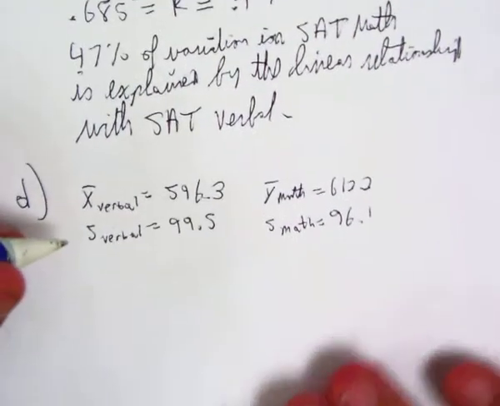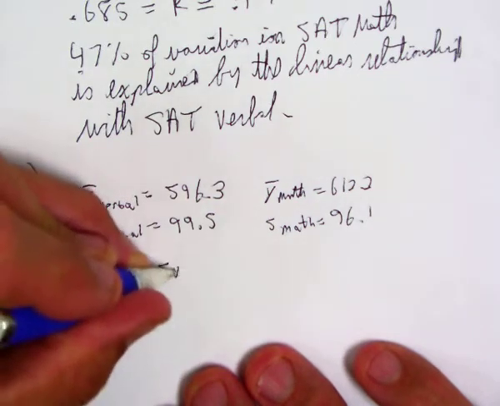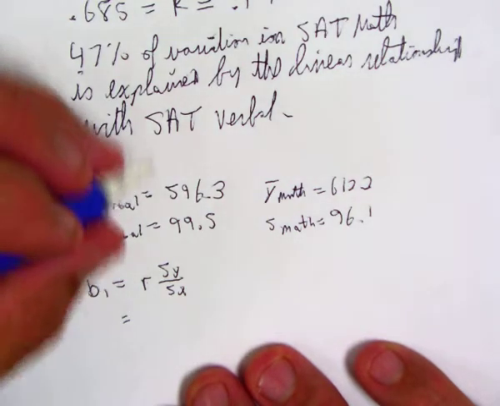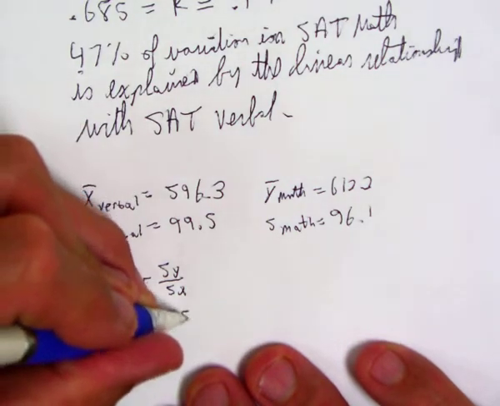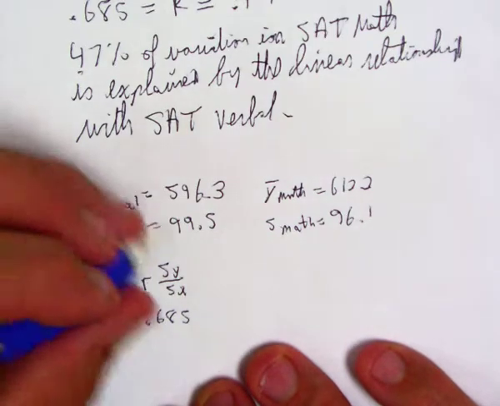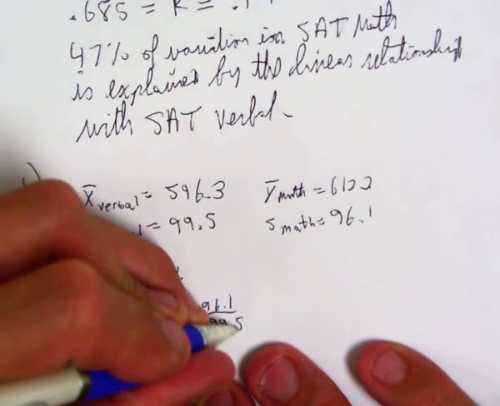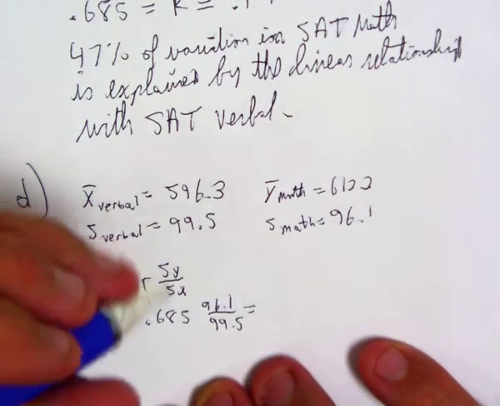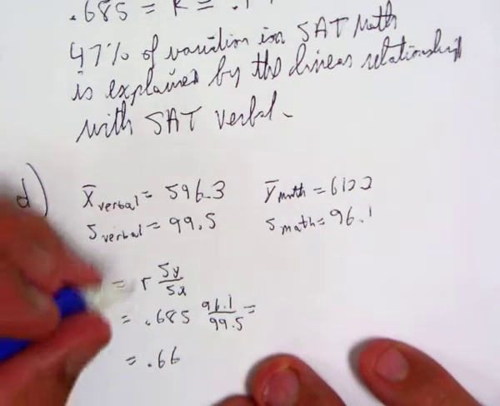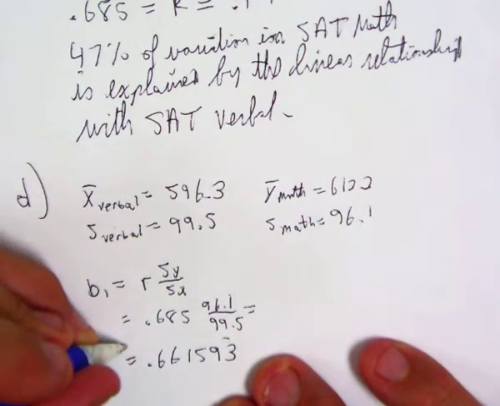So now we got to write the equation of the line. The first one we're going to do is we're going to use this. R, we already know, is 0.685. The standard deviation of Y, or the math scores, is 96.1 over 99.5, and that comes out to 0.661593. So that's b sub 1, so we got the slope.